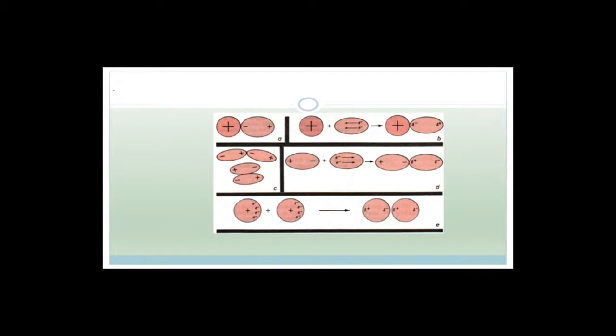And remember I said there was a big difference between intermolecular and intramolecular forces.